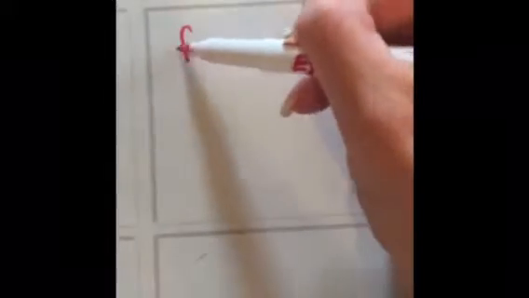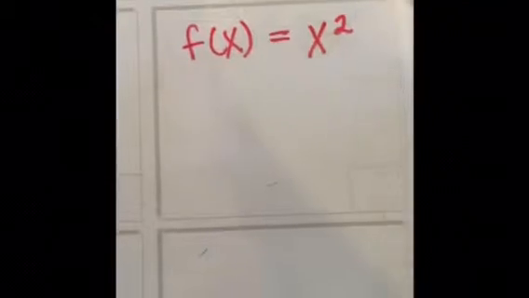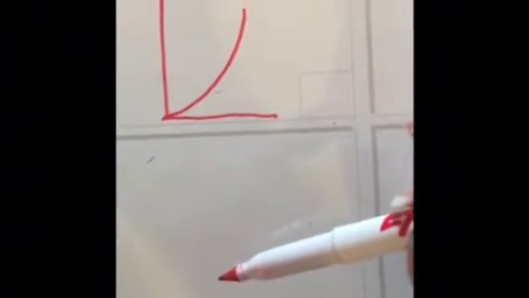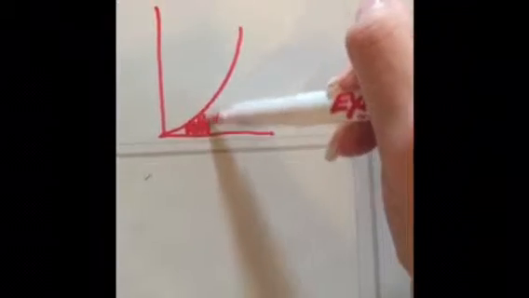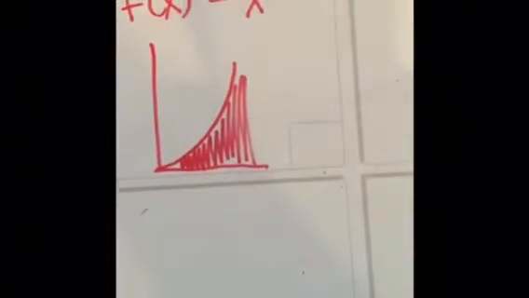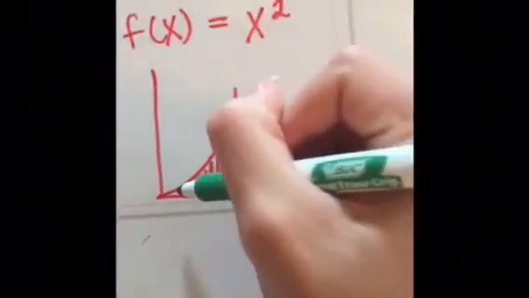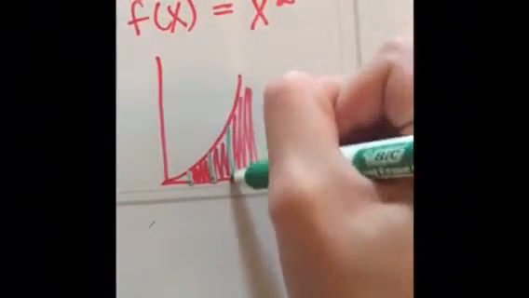Let's say you're given the function f of x equals x squared. And this is the area you're trying to approximate. We can break up the curve with subintervals along the x-axis.